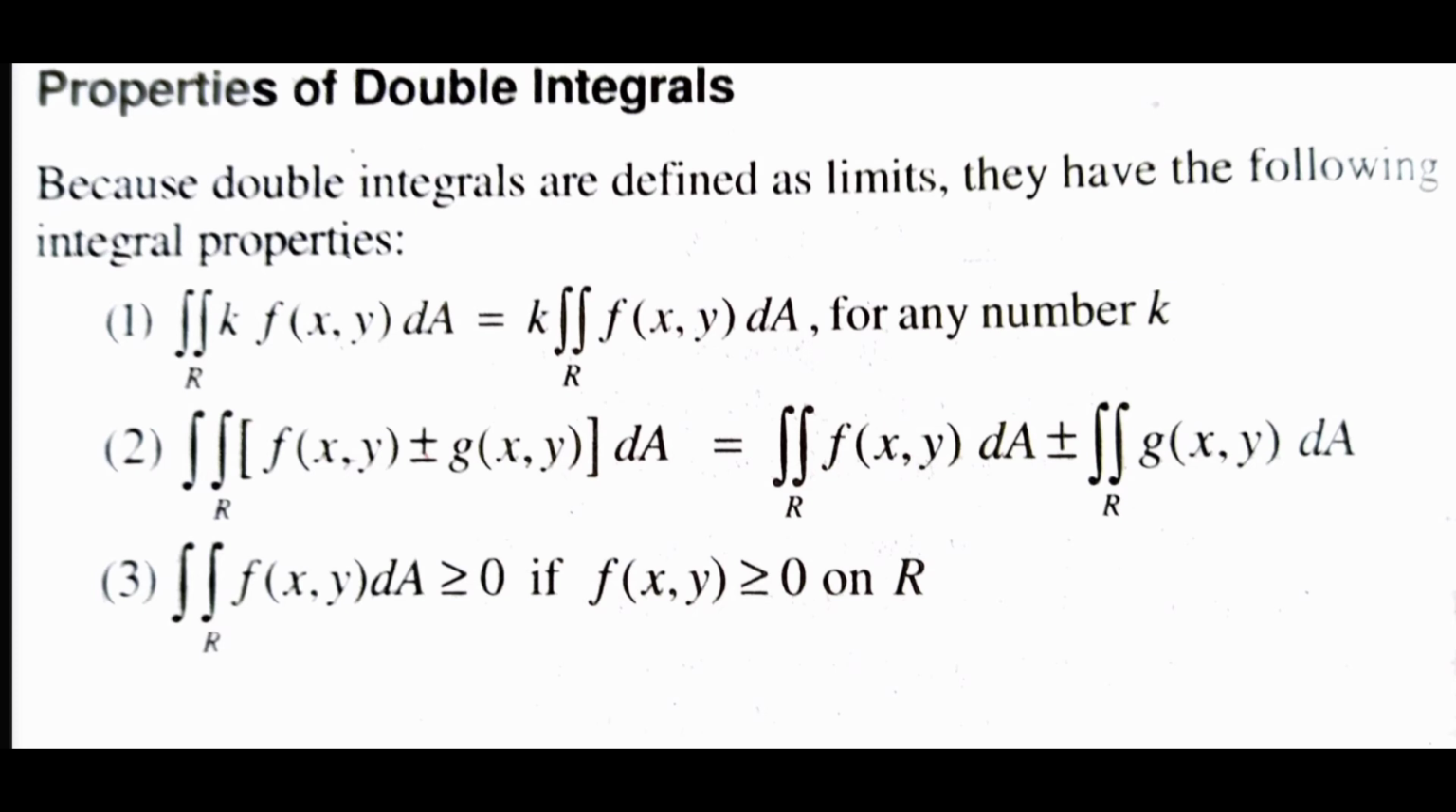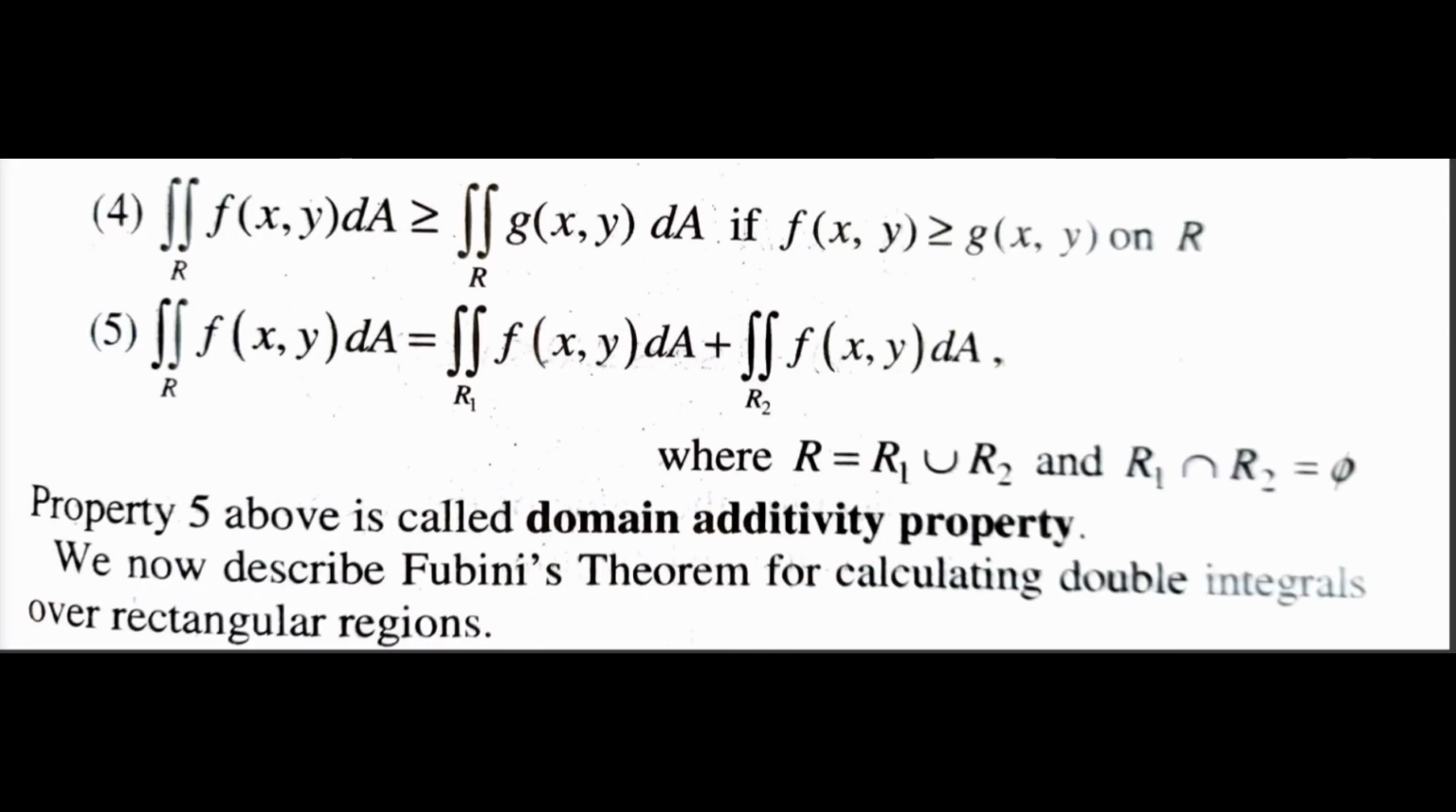And the third property: double integral over R f of xy dA is greater than or equal to 0 if f of xy is greater than or equal to 0 on R. Fourth: double integral over R f of xy dA is greater than or equal to double integral over R g of xy dA if f of xy is greater than or equal to g of xy on R. Another property: double integral over R f of xy dA is equal to double integral over R1 f of xy dA plus double integral over R2 f of xy dA, where R equals R1 union R2 and R1 intersection R2 equals empty set. Property 5 above is called the domain additivity property.